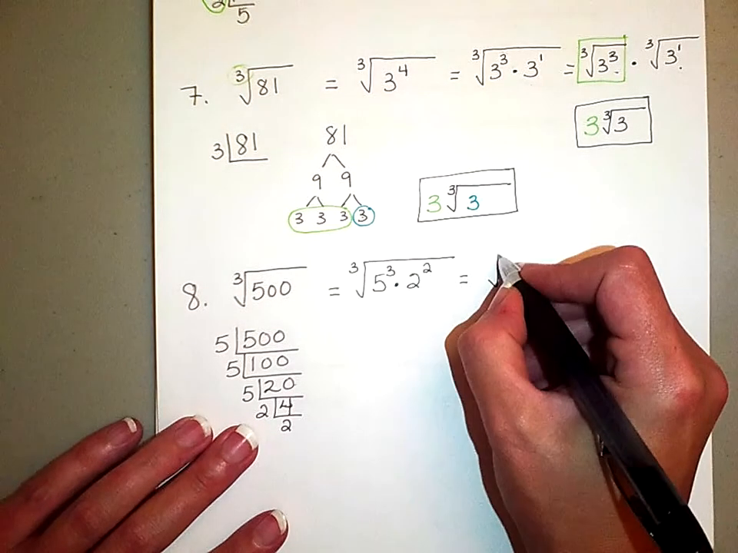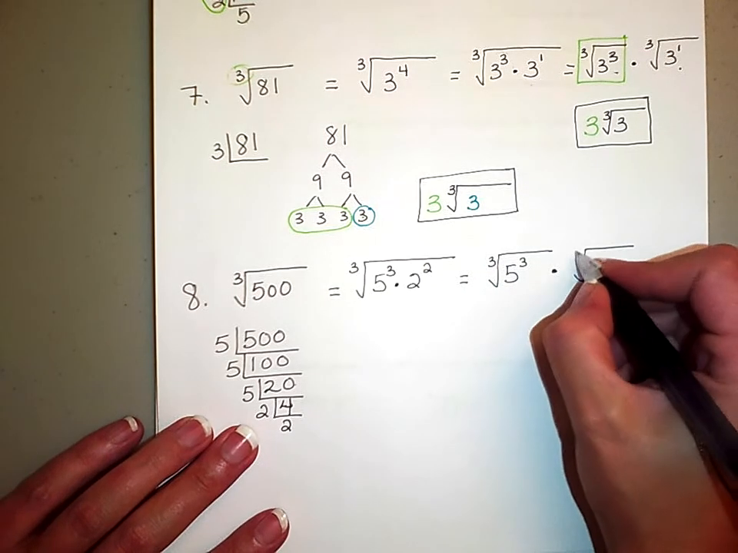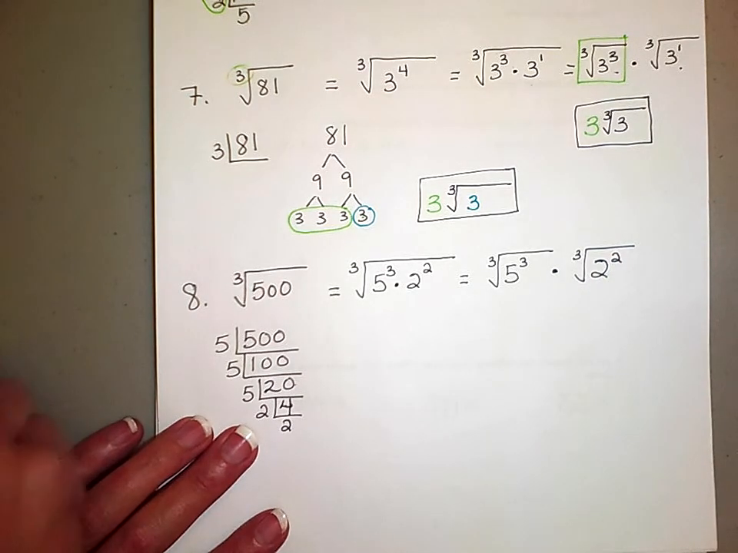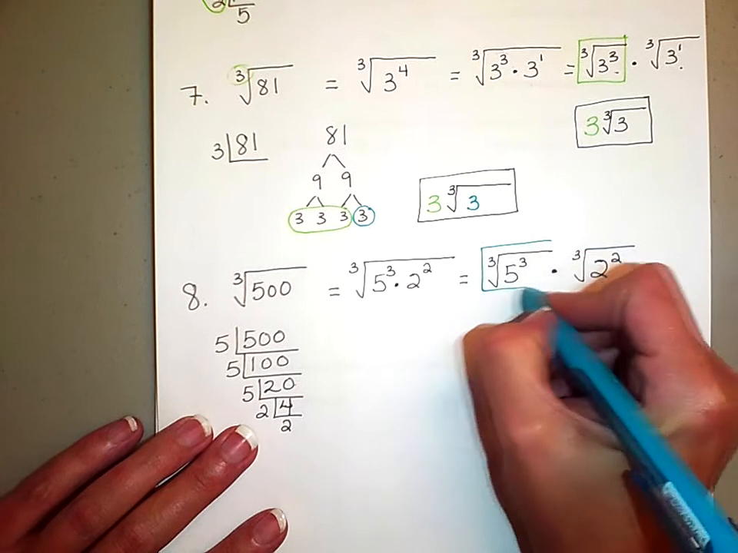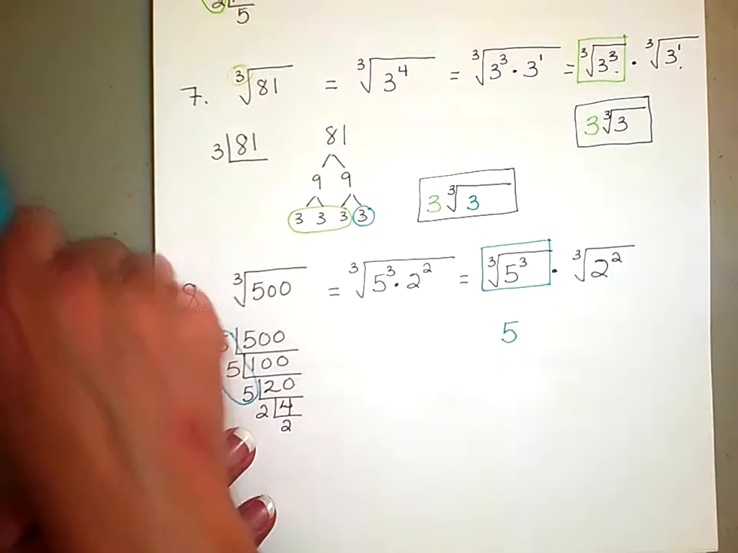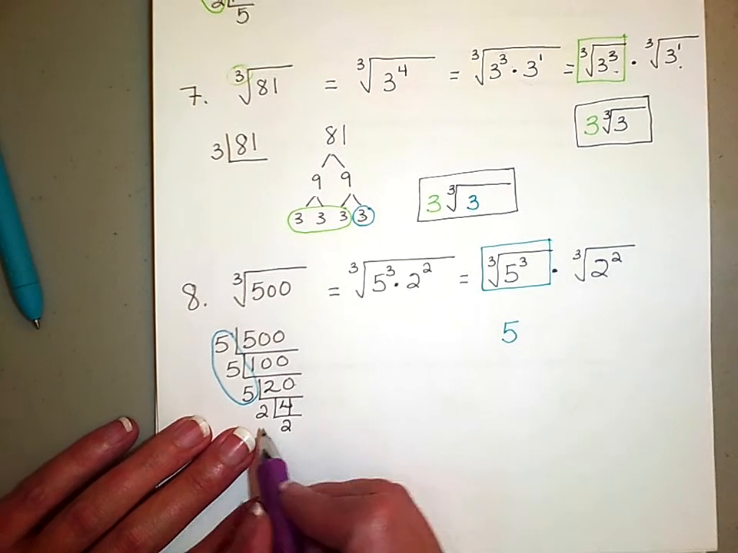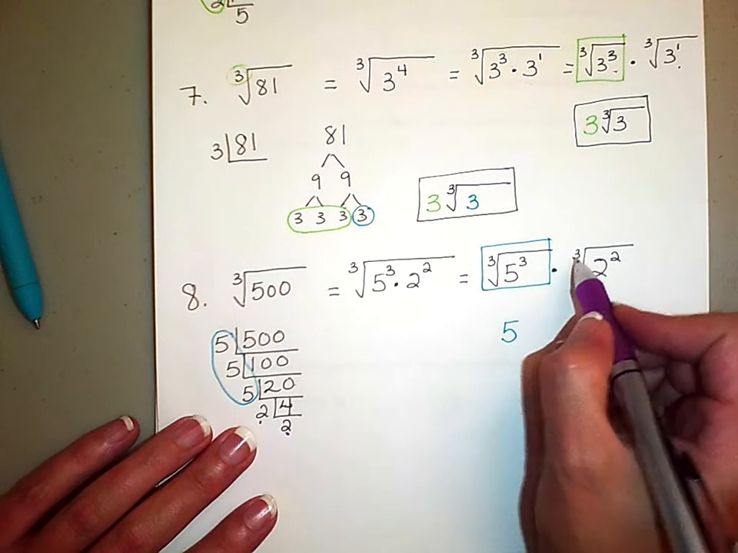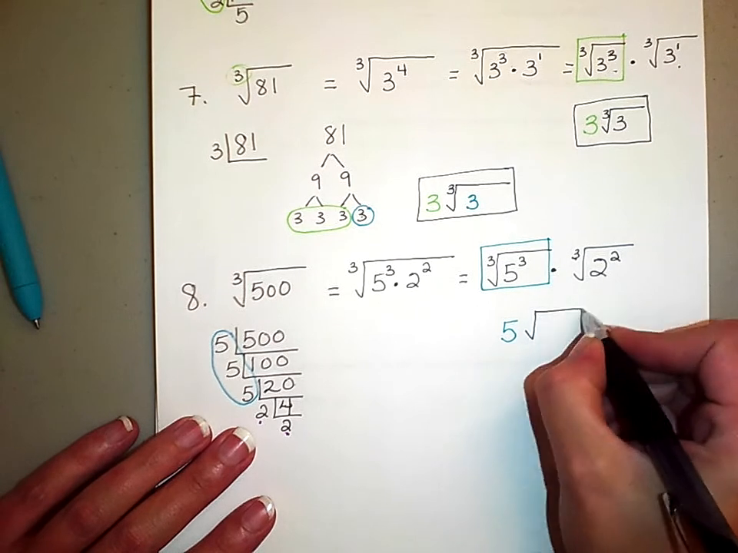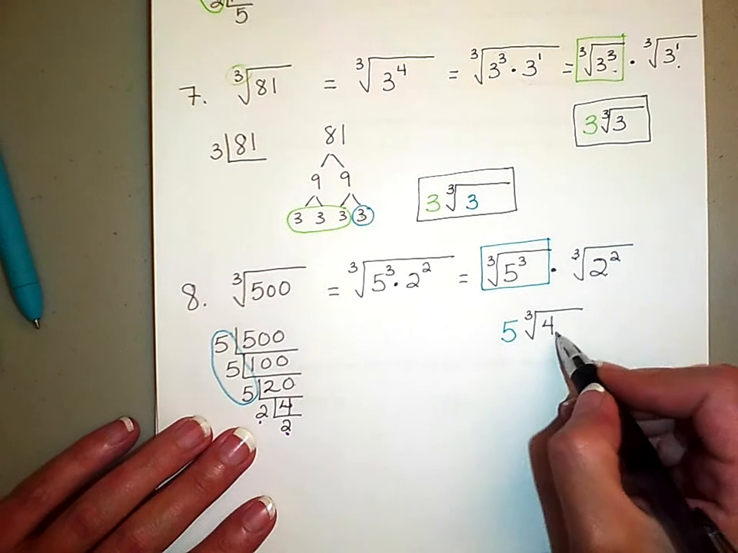And then we can split the radical. We'll have the cube root of 5 cubed times the cube root of 2 squared. Now this will simplify, because we see the group of 3's, to just 5. And here we only have 2 2's, but what's necessary is a group of 3. So we can't do anything with those. So this just becomes the cube root of, and then we multiply it back out. 2 squared is 4.